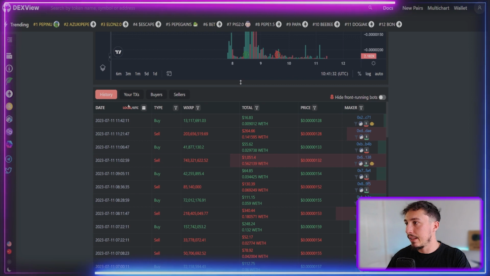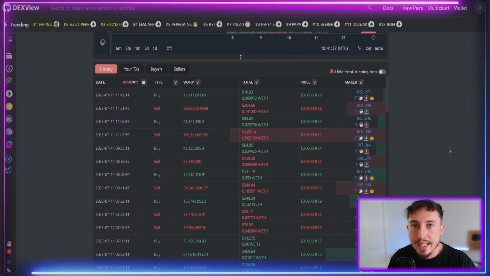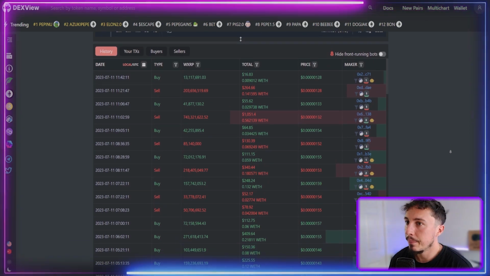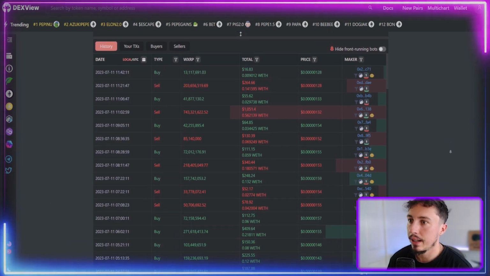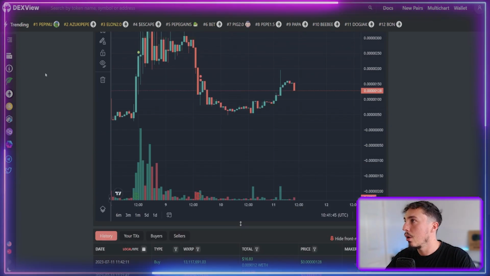If you scroll down, you can see all the buy and sell transactions, so you can sort of get a bit of an insight for the sentiment of these coins. So you can see the buying, you can see the selling, you can see the maker, which highlights the contract addresses or the person's address that bought the coin as well, which is also really important.